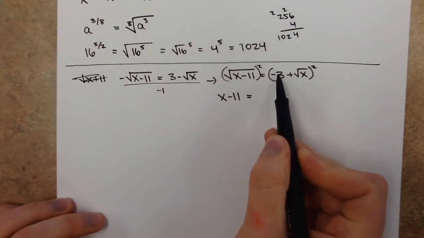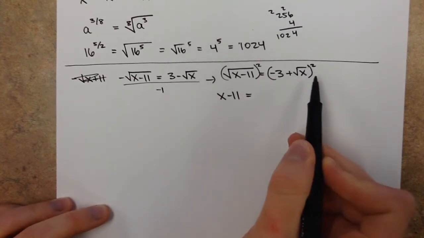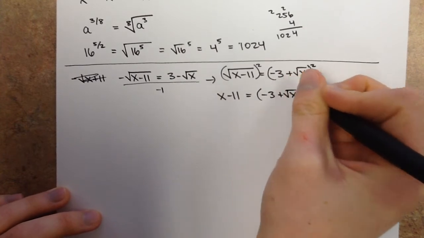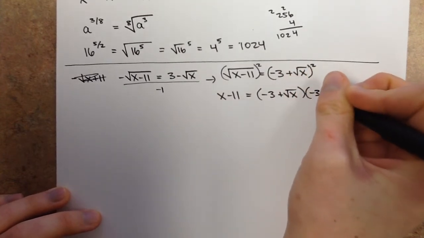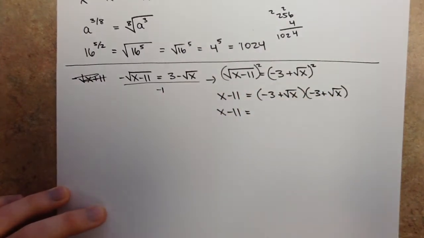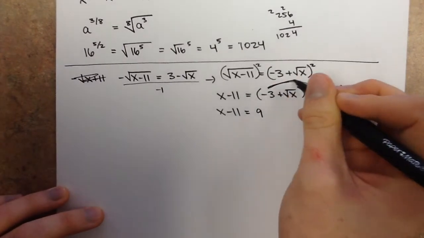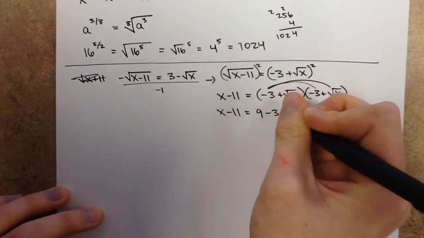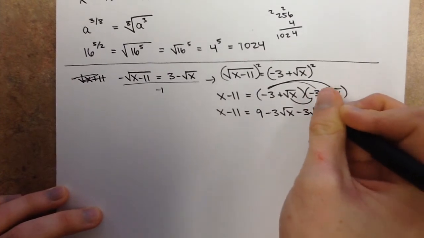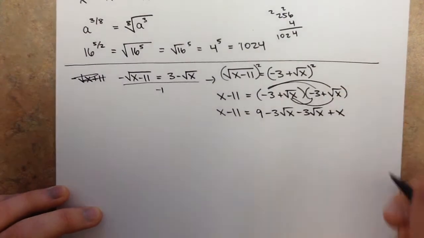On the right, I have two separate pieces. Only part of it is under a square root. When that's the case, I have to write it out twice in FOIL. You cannot just square both of the pieces. That would not be accurate. Okay, so my left-hand side, just an x minus 11, and then I'm going to FOIL. Negative 3 times negative 3 is 9. Then I have a negative 3 root x. I have another negative 3 root x. And then I have this, root x times root x gives me just an x.